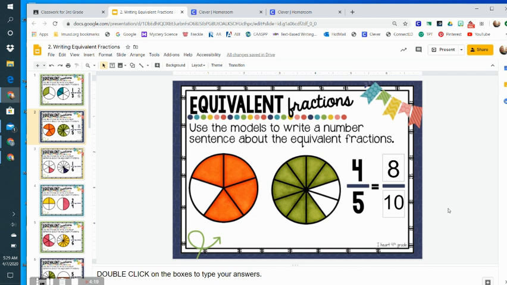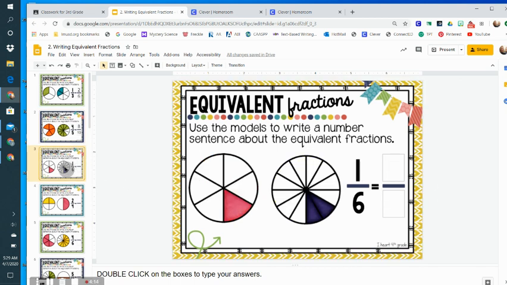Okay, let's do one more and then I'll let you do the rest on your own. Again, we're looking at equivalent fractions and the directions say use the models to write a number sentence about the equivalent fraction. The first circle is done for you. It's broken up into 6 equal pieces and one of those pieces is shaded pink. So we would call that 1/6. Now the hard part is trying to figure out this one because it's broken up into so many little pieces. So count twice if you need to.